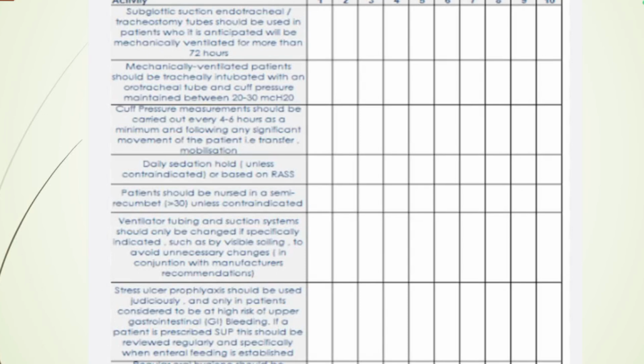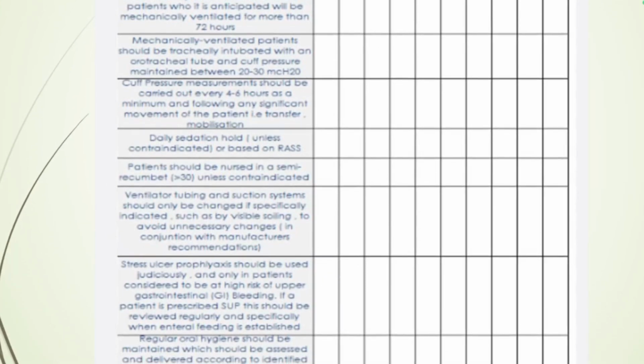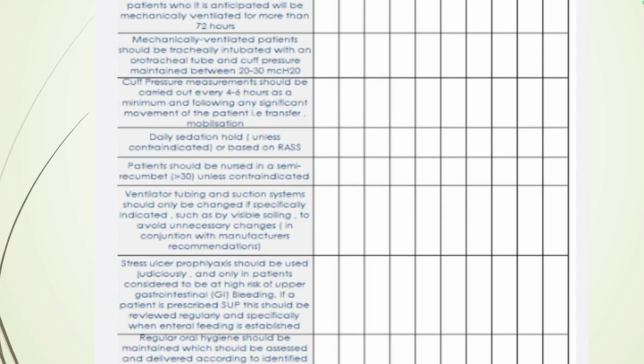Next, suctioning should be done maintaining asepsis, every shift. The patient should be kept at a 30 to 45 degree angle. The bed should be at a 30 to 45 degree angle, which prevents aspiration. The cuff pressure should be 20 to 30 centimeters of H2O. Every shift the staff nurse or caring healthcare provider should check whether the cuff pressure is in the normal range by using a cuff manometer.